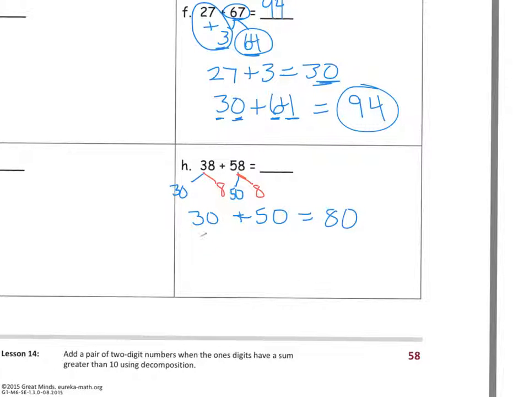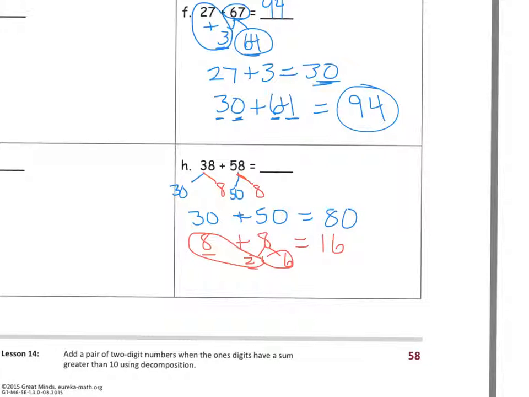And then I'm going to do 8 plus 8. And if I don't know that, I know that I can take 2 here to make a 10. And then there's 6 left over. So it's going to be 16. Because 8 plus 2 gets me my 10, and then I can add in my 6 here to get 16.